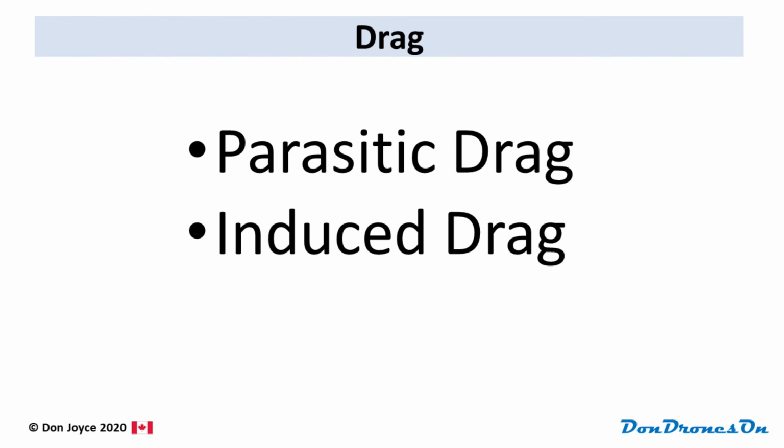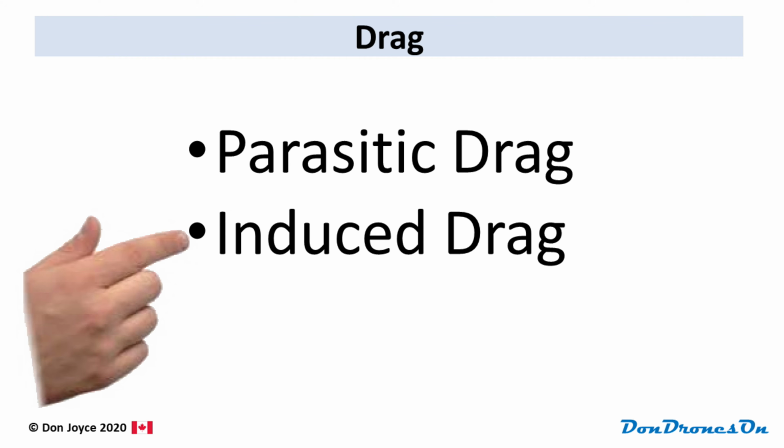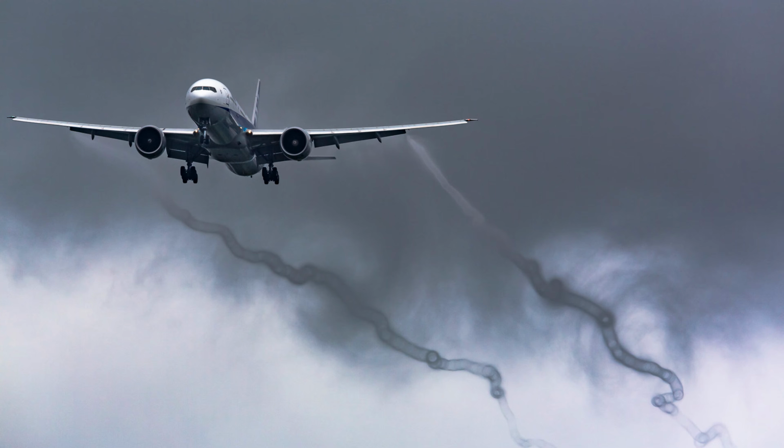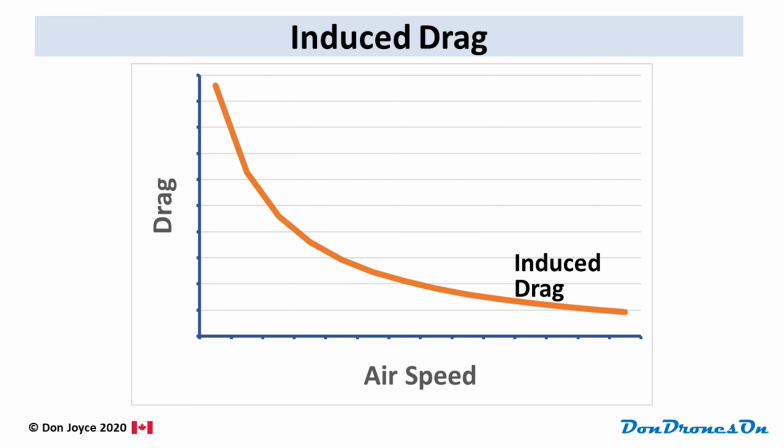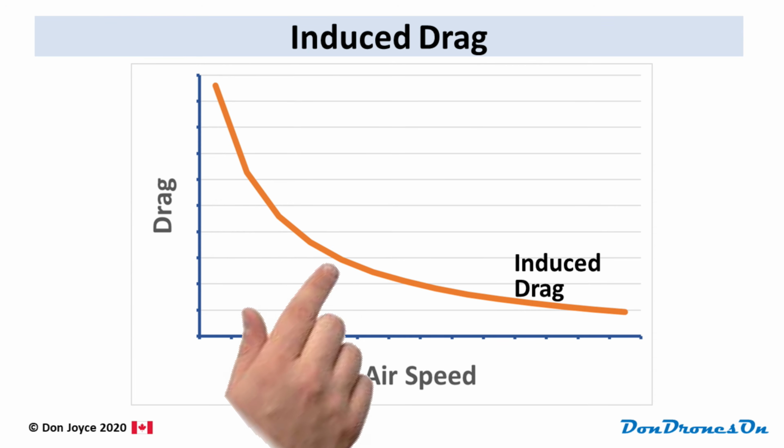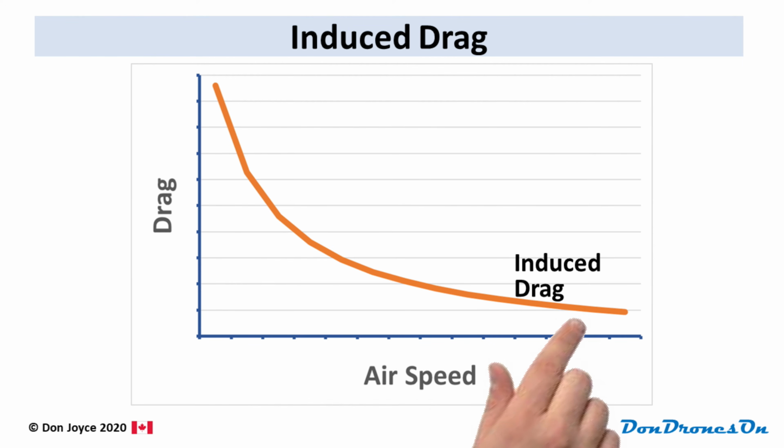The second kind of drag is called induced drag. Induced drag is actually a result of lift. Think of it as the drag caused by all the vortex swirls that result when you pass a wing or an airfoil through the air. These vortexes actually slow you down. Unlike parasitic drag, though, induced drag actually decreases as you increase your speed. And the induced drag also decreases as your wingspan or airfoil length increases.